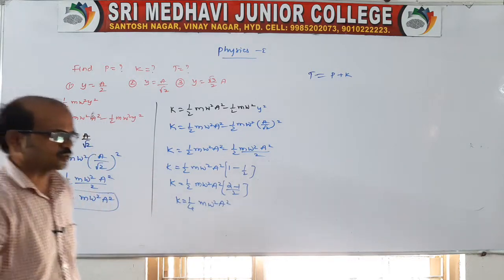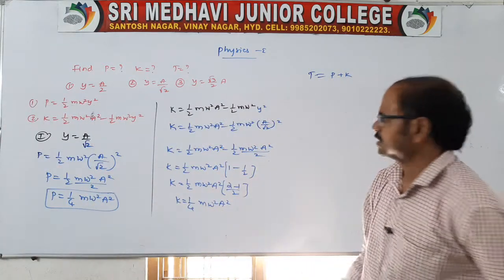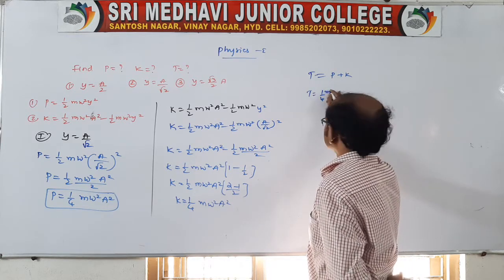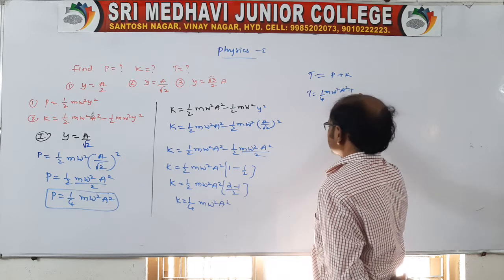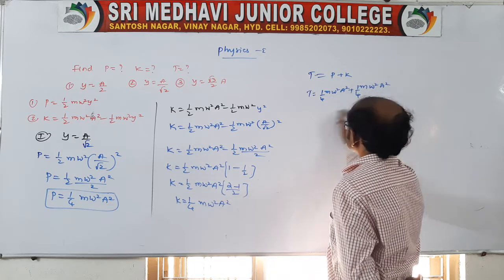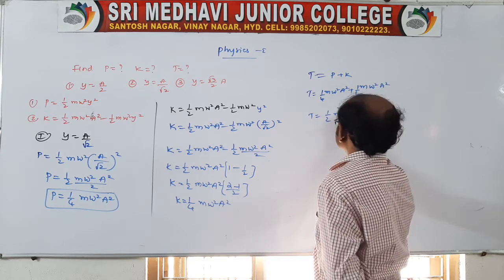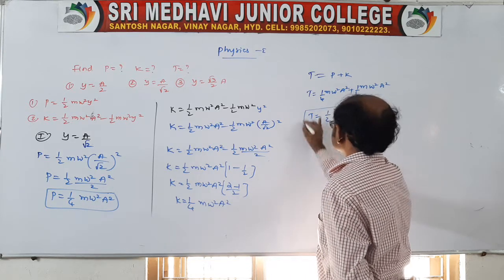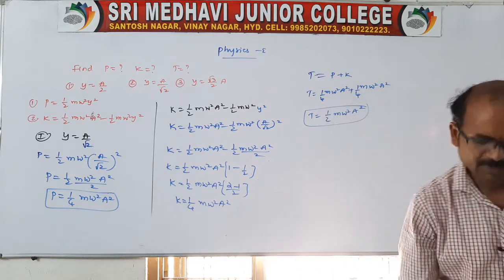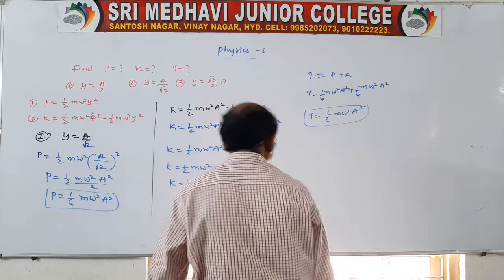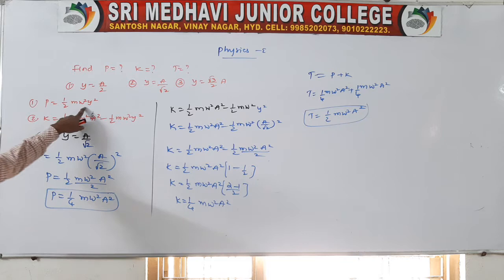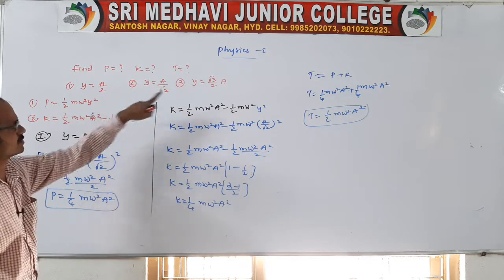Now you add up both potential and kinetic energies. Look at, total energy will be: potential energy 1 by 4 m omega square a square plus 1 by 4 m omega square a square. So it becomes 1 by 2 m omega square a square. See, the energy remains constant. Is it constant or not? Right? So it is in the form of 1 by 2 m omega square a square. Simple. What I am doing is just replacing these displacements.